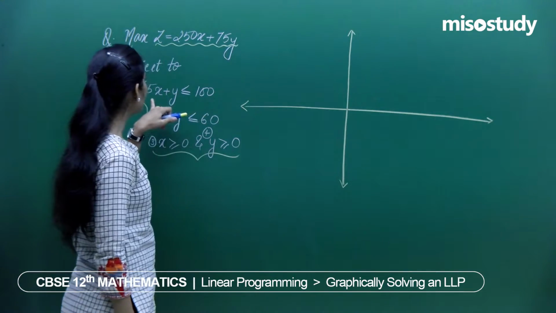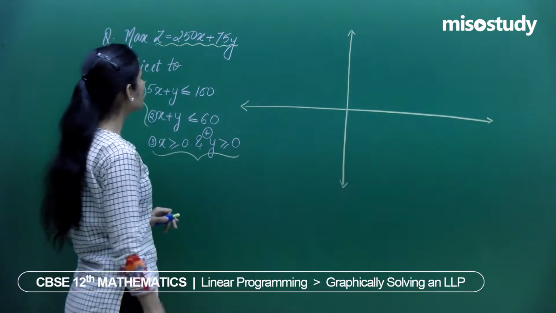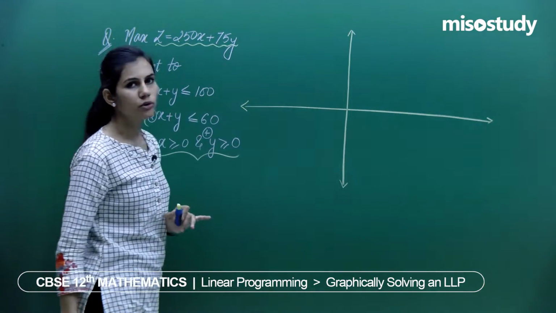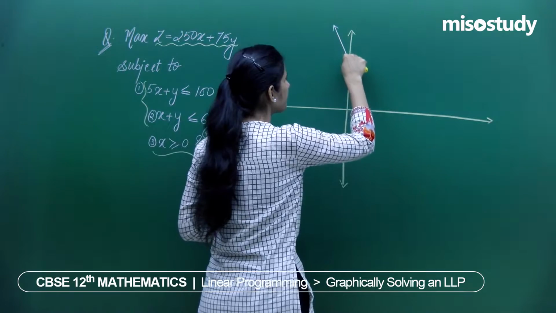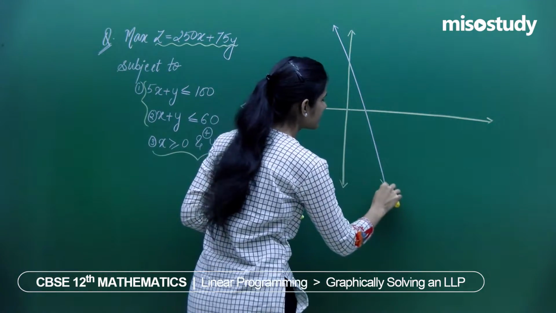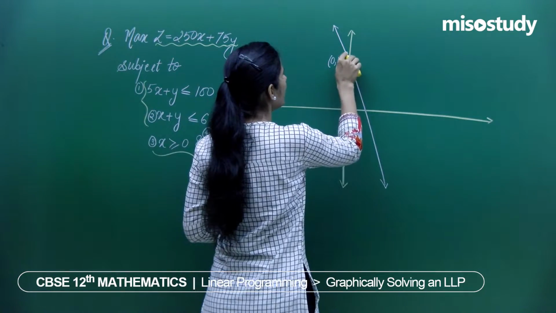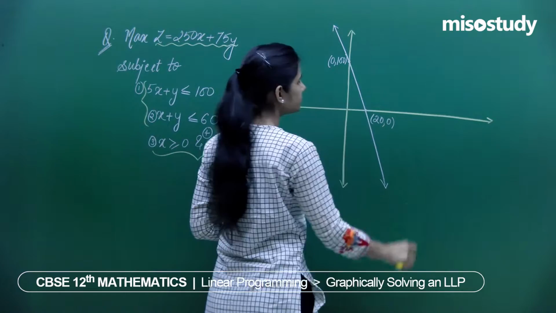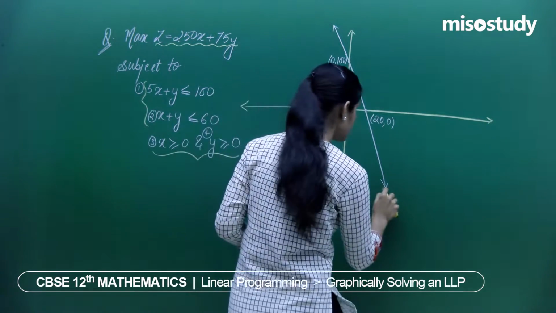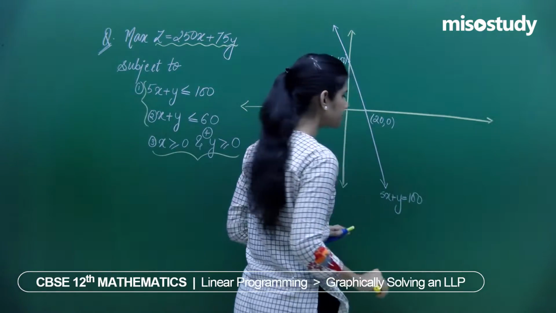So when I talk about the equation 5x plus y equals 100, what do you get? When you put x equals 0, y is 100. When you put y equals 0, x is 20. So you get a straight line somewhat like this. This point is (0, 100), and this point is (20, 0). This is my straight line, that is 5x plus y equals 100.